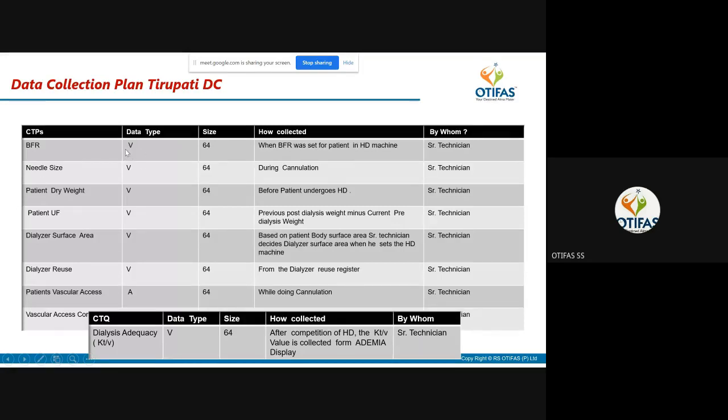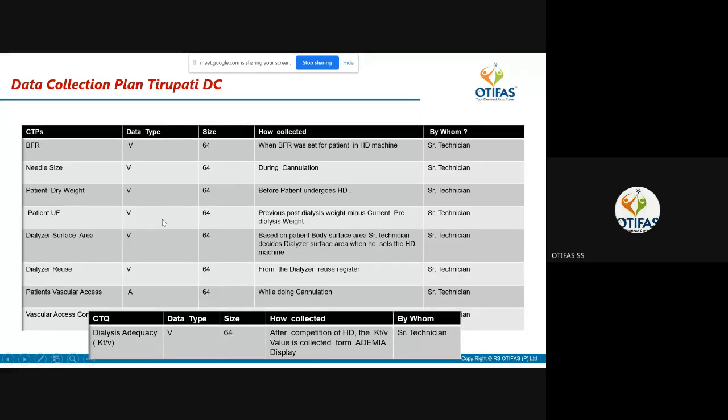Now, what is this V? What do you understand by V? And here A, what is this? V and A means variable and attribute. So some CTP can be variable data type and some can be attribute data type.